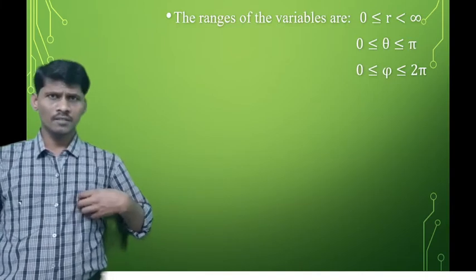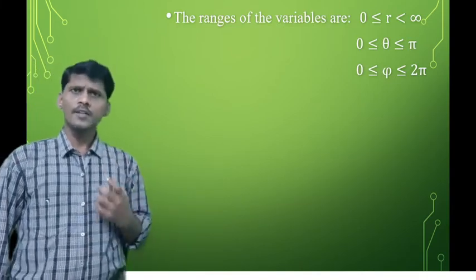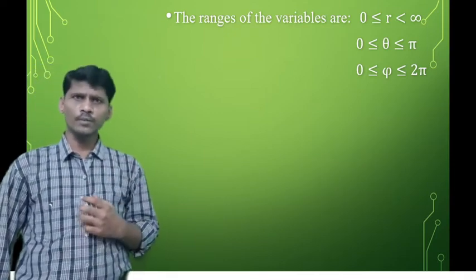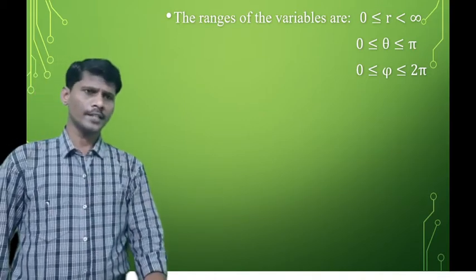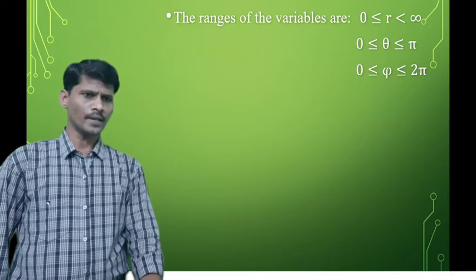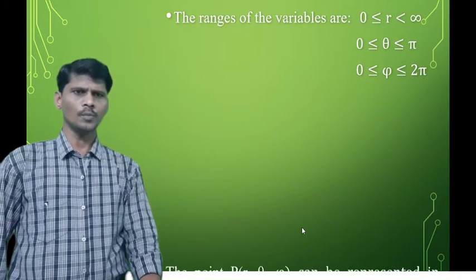In spherical coordinate system, what are the spherical coordinate variables? r, theta, phi are the spherical coordinate variables. The ranges of spherical coordinate variables are: r varies from 0 to infinity, theta varies from 0 to 180 degrees, and phi varies from 0 to 2 pi.